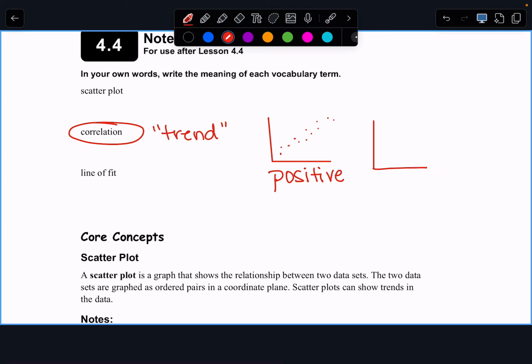We could have, what am I going to call this, you think? Negative, where our coordinates look like they have a linear trend but with a negative slope. But then it's also possible to not have a trend. Basically the pepper spilled on your page and you have dots everywhere, it doesn't look like a line, so we're not going to have a trend. There's no correlation. Okay.